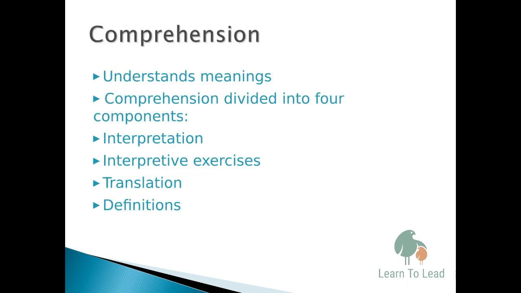Comprehension. The second level of cognitive domain is comprehension. This level involves understanding the meaning of information. Students at the comprehension level can interpret information, translate it into different forms, and define terms. For example, a student at the comprehension level might be able to interpret a poem by explaining the meaning of the imagery. Translate a passage from English to their own language. Define a term like democracy in their own words.